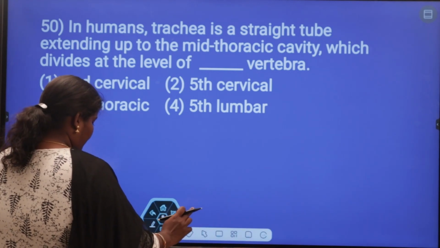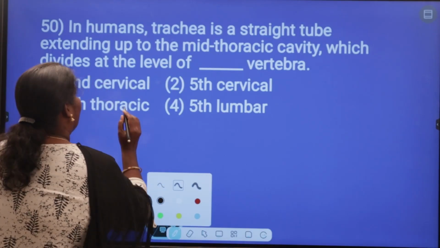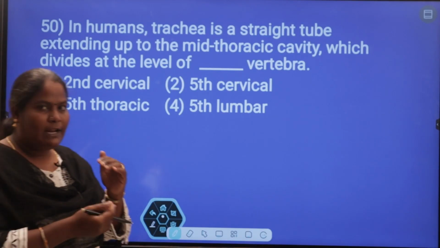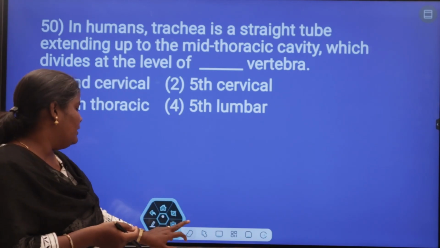Fiftieth question. The answer for this question is the 5th thoracic vertebra. Up to the 5th thoracic vertebra, the trachea extends in the human system. Let's move to the next, 51.